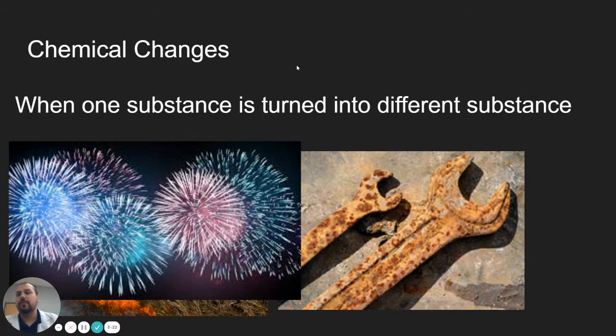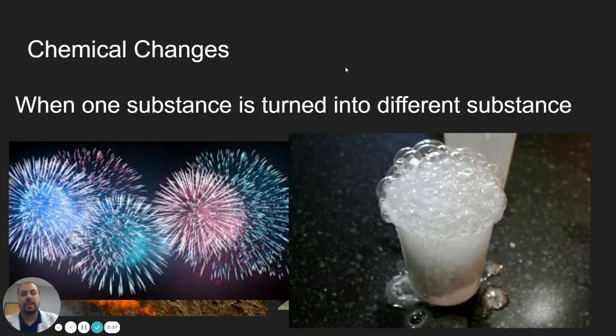Fireworks are an example of chemical change. Here's baking soda and vinegar. So that's a chemical change. You have vinegar, which is an acid, and then you have baking soda, which is a base. You add them together and they make salt water, basically.